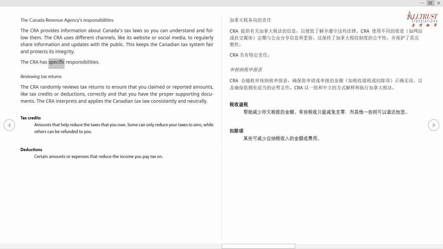The CRA has specific responsibilities. Reviewing tax returns. The CRA randomly reviews tax returns to ensure that you claimed or reported amounts, like tax credits or deductions, correctly and that you have the proper supporting documents. The CRA interprets and applies the Canadian tax law consistently and neutrally. Tax credits. Amounts that help reduce the taxes that you owe. Some can only reduce your taxes to zero, while others can be refunded to you. Deductions. Certain amounts or expenses that reduce the income you pay tax on.